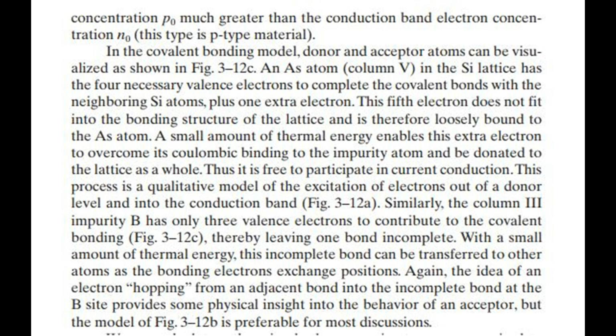This process is a qualitative model of the excitation of electrons out of a donor level and into the conduction band, Fig 3.12a. Similarly, the column 3 impurity B has only 3 valence electrons to contribute to the covalent bonding, Fig 3.12c, thereby leaving one bond incomplete. With a small amount of thermal energy, this incomplete bond can be transferred to other atoms as the bonding electrons exchange positions. Again, the idea of an electron hopping from an adjacent bond into the incomplete bond at the B site provides some physical insight into the behavior of an acceptor, but the model of Fig 3.12b is preferable for most discussions.